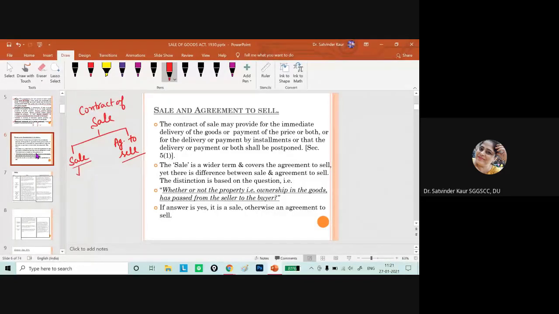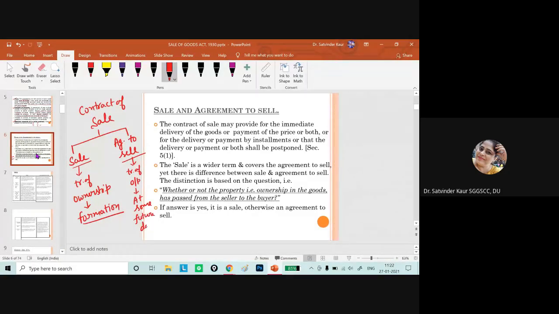So in case of sale, the transfer of ownership happens at the time of formation of contract. The time the contract of sale is entered into and formed, and you have transferred the ownership, in that particular situation it will be regarded as sale. In case of agreement to sell, this transfer of ownership will be at some future date.